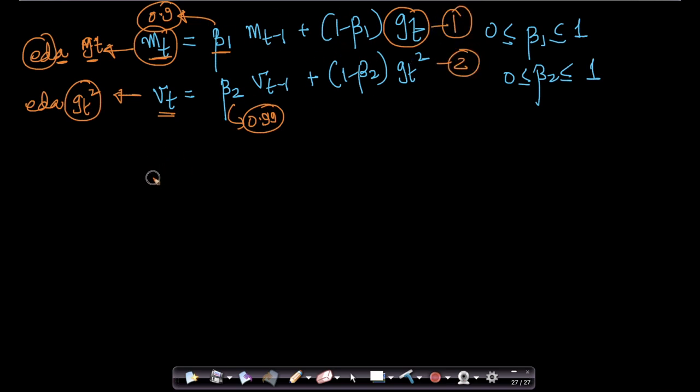The third equation says m hat t, or m dash t, is m_t divided by 1 minus beta 1 power t. This is power t. Beta 1 power t, where t is the iteration number. Let's not forget that.